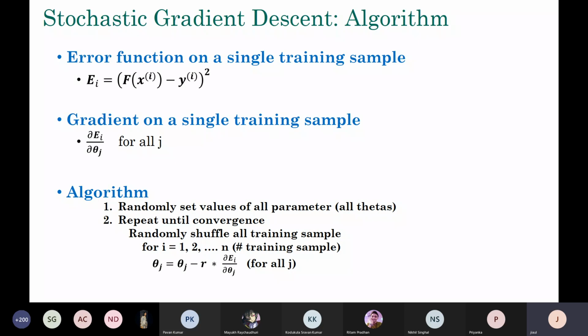Okay, no. What I'm trying to say is that before you start updating your parameters, you randomly shuffle once. Say you have 10 samples in your data. You randomly shuffle this data, then you apply this step for i equals 1 to n. Once you have done this on all the training samples, then again you go back and randomly shuffle the data again, and then apply the same. Does this make sense, or do you still have doubt?